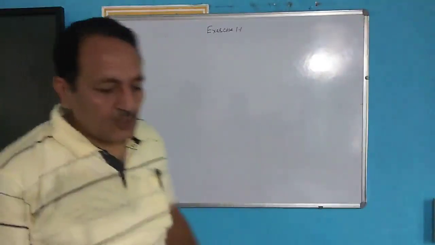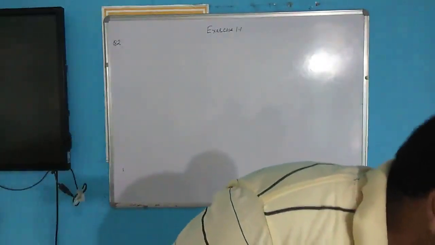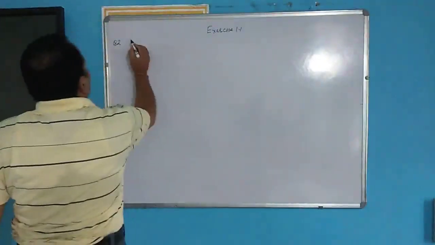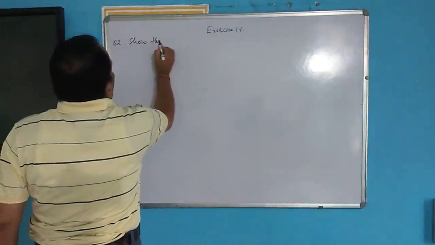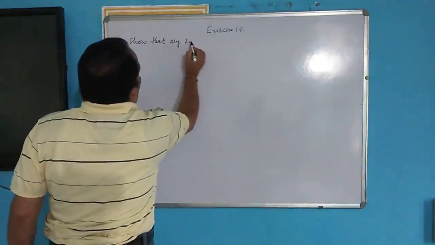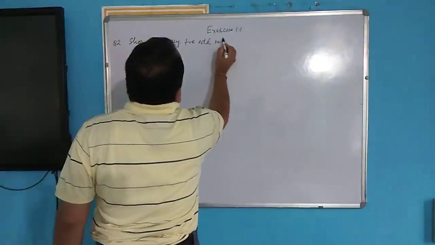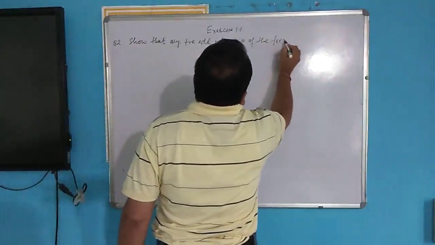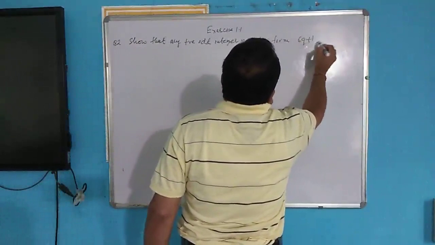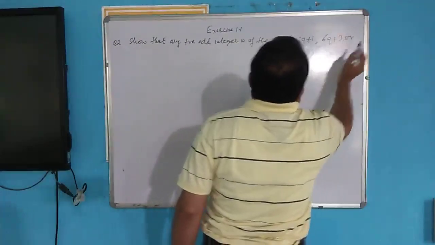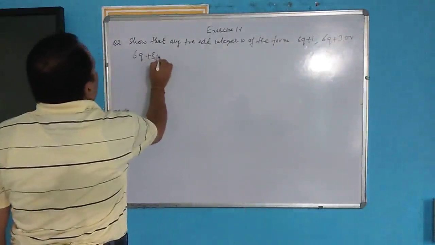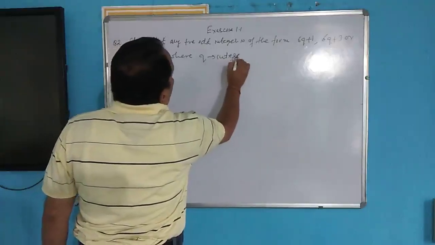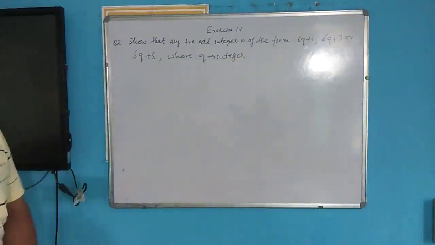Question number 2. This is also an application of the Euclid division lemma. Show that any positive odd integer is of the form 6q plus 1, 6q plus 3 or 6q plus 5, where q is some integer. Here also we will apply Euclid division lemma.